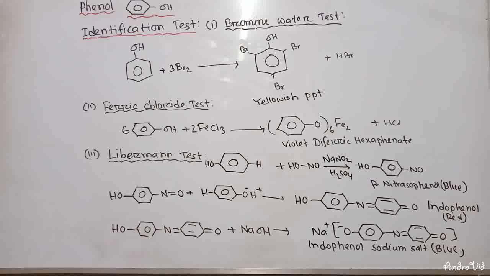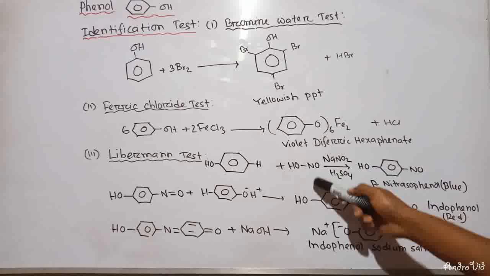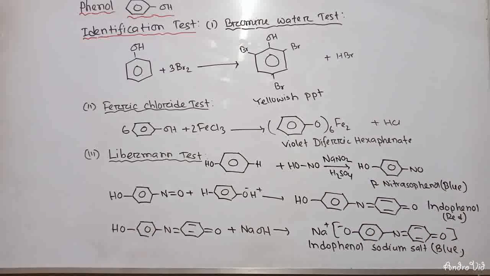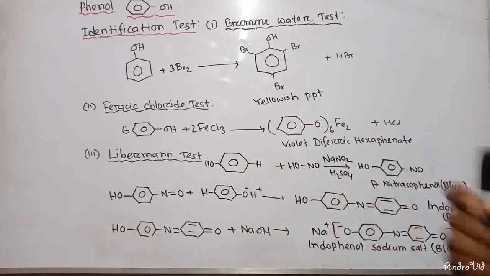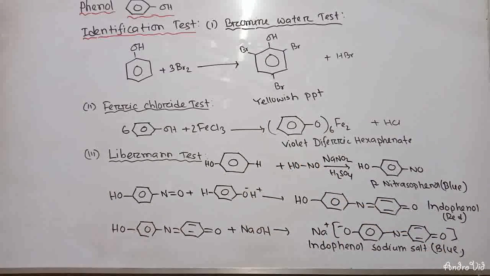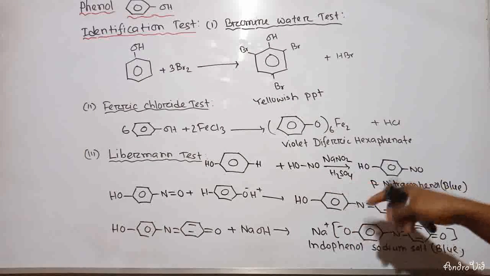Now the Liebermann test. This is a very important test. In this test, phenol and solid sodium nitrite are taken in a test tube. A few drops of concentrated sulfuric acid are added to it. So you have to take a test tube, first take the solution of phenol, and later add sodium nitrite. After adding sodium nitrite, you have to add sulfuric acid dropwise.